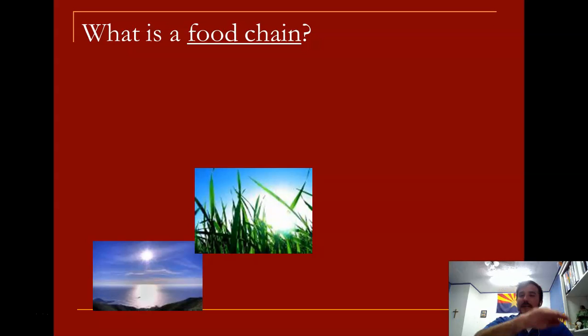And if you notice, it's kind of going up in steps, right? Because grass or plants get their food from the sun. So they use the sun's energy to make their food, right? And then what eats plants?